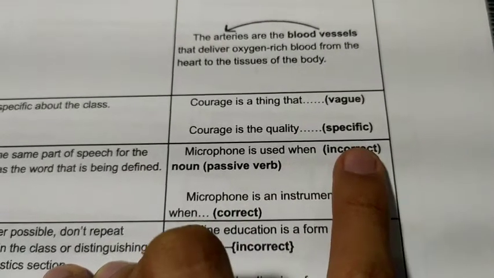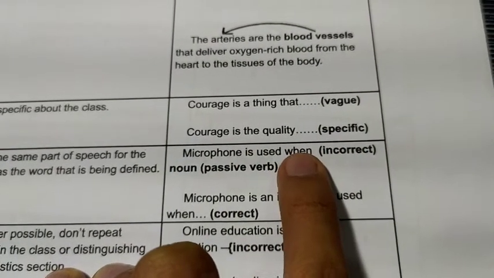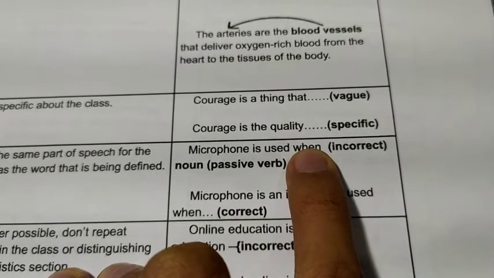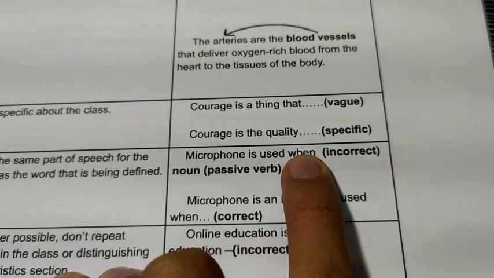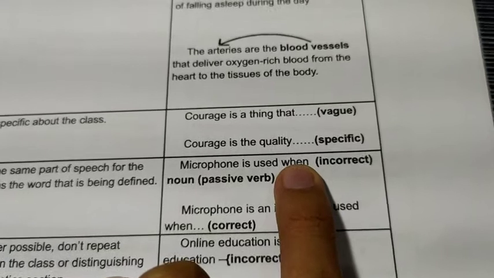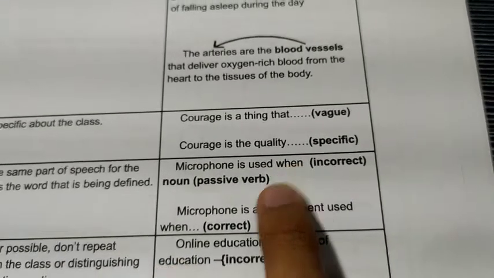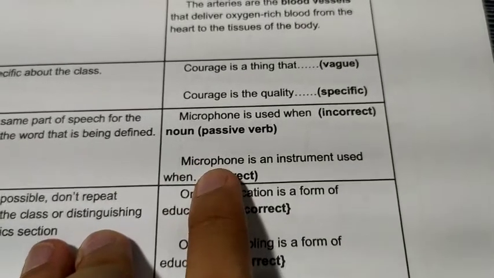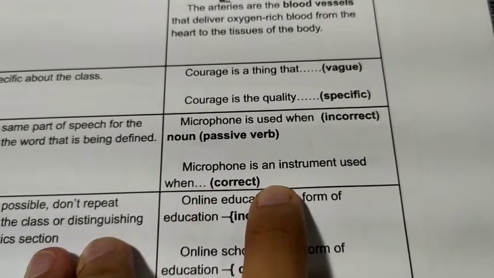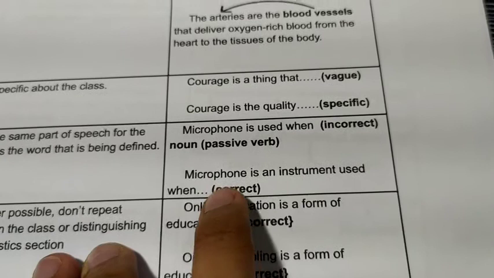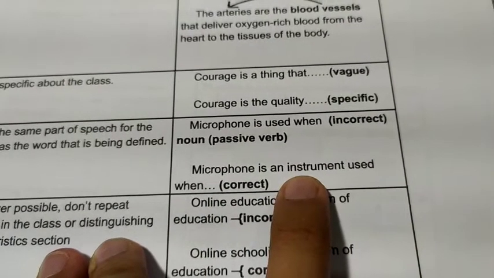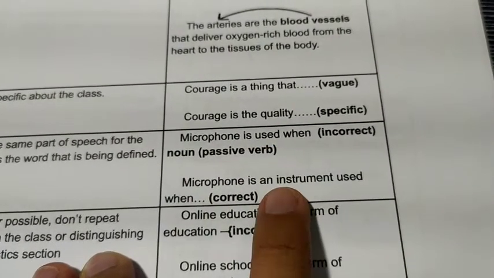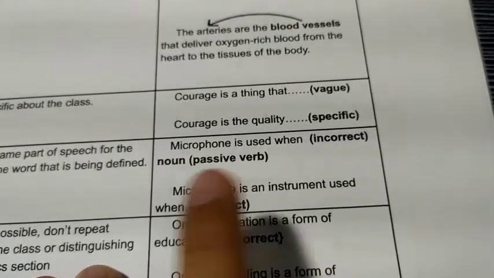So it is incorrect, because when will you use it? Are you telling an occasion or how to use it? Here, it is clearly stated that it's an instrument to use, that you are referring to an instrument that you will use in a particular situation, in a particular occasion, like that.